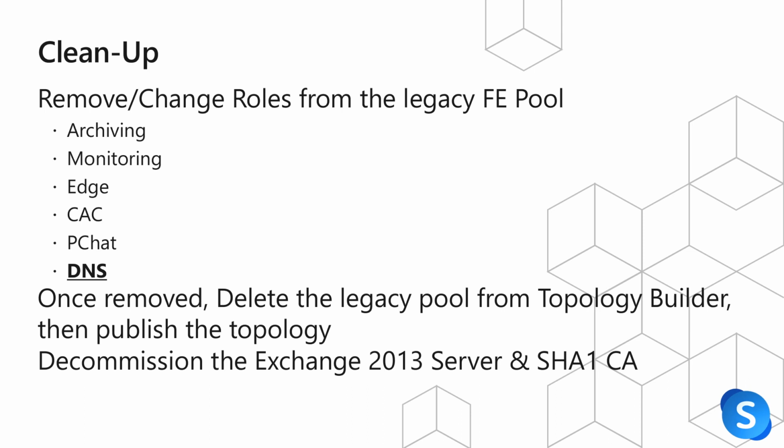Once that has been removed and everything has been moved over to the new pool, we need to delete the legacy pool from Topology Builder and then republish the topology. Once that process is done, we are going to need to go to the actual Lync 2013 server, or Skype for Business 2015 server if you are removing it. And we need to run the setup, and that will remove all the roles from that server.